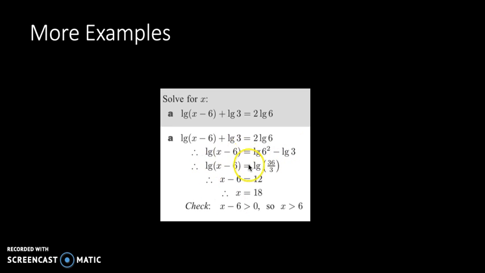And then because we have two logs here with the same base, we can equate all their counterparts over here. So we get x minus 6 equals 12, which is 36 divided by 3. Then we just move the 6 to the other side to give x equals 18.